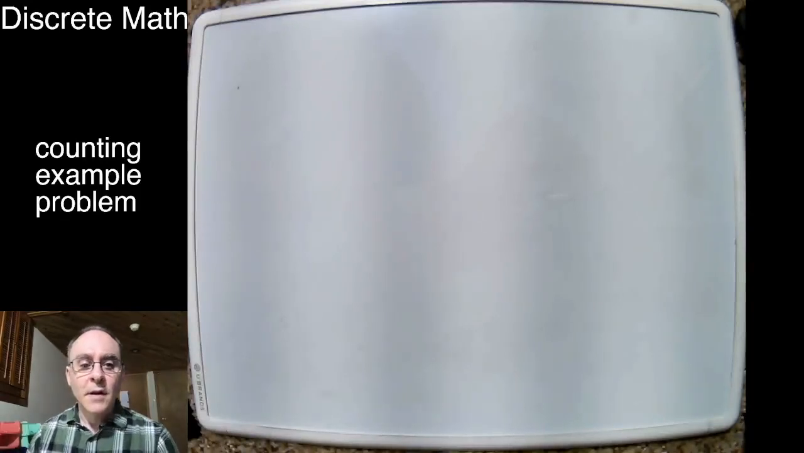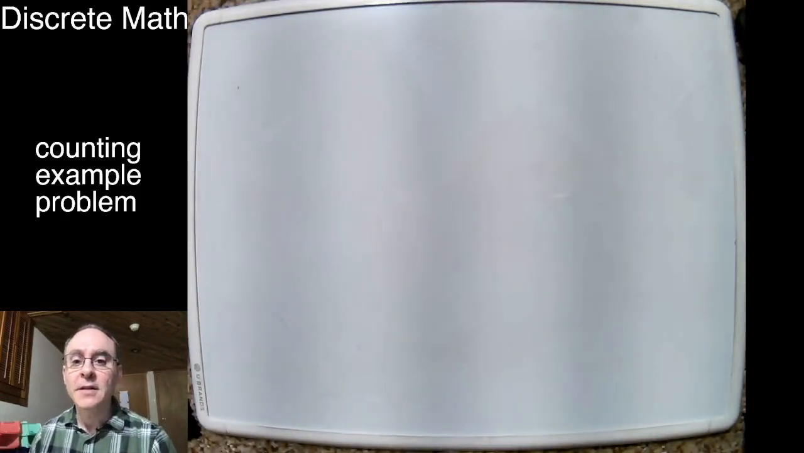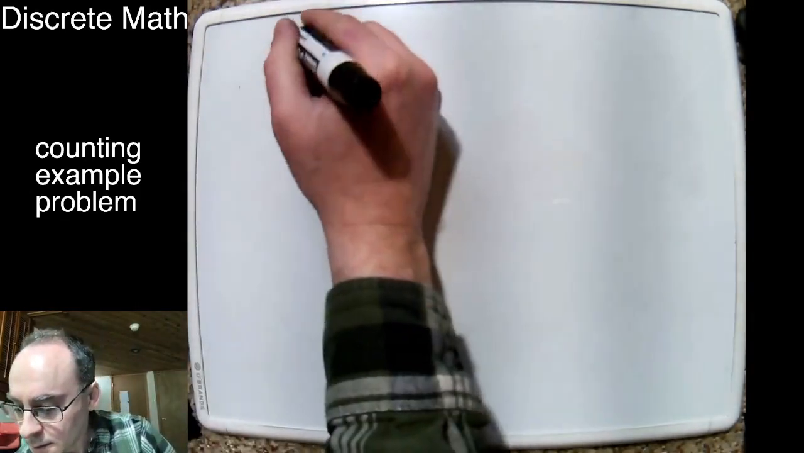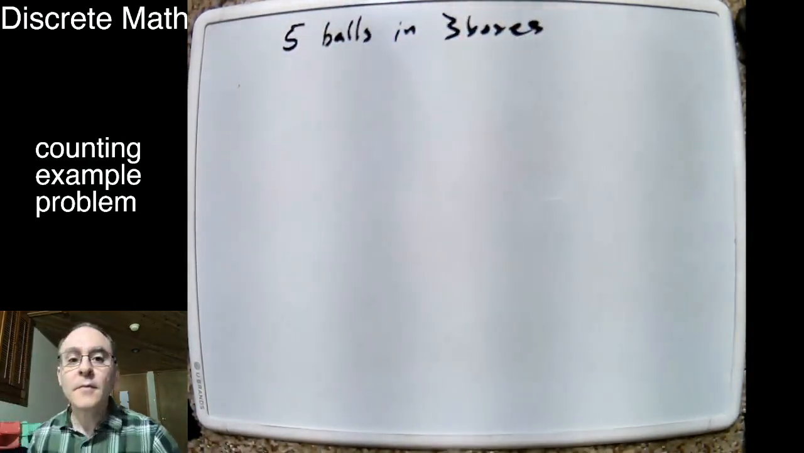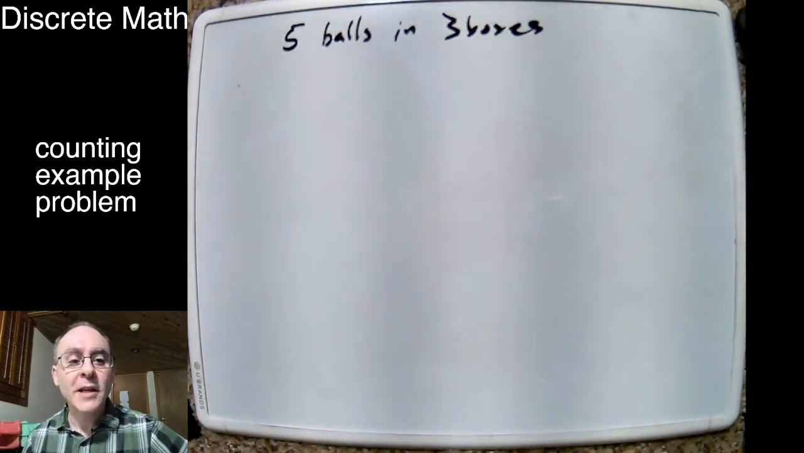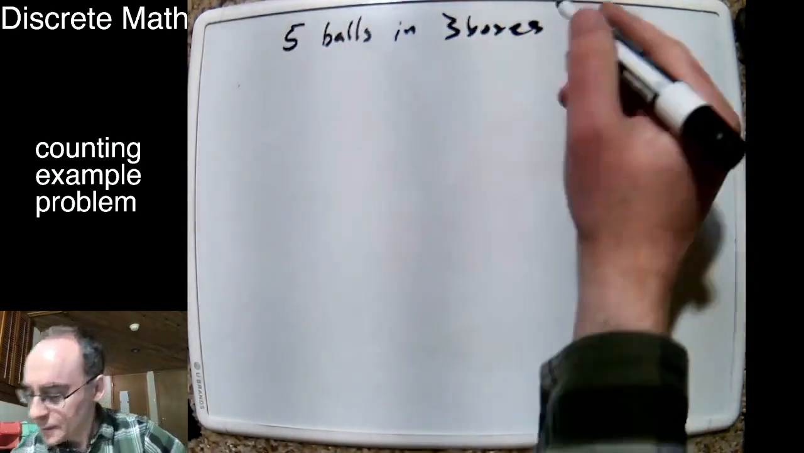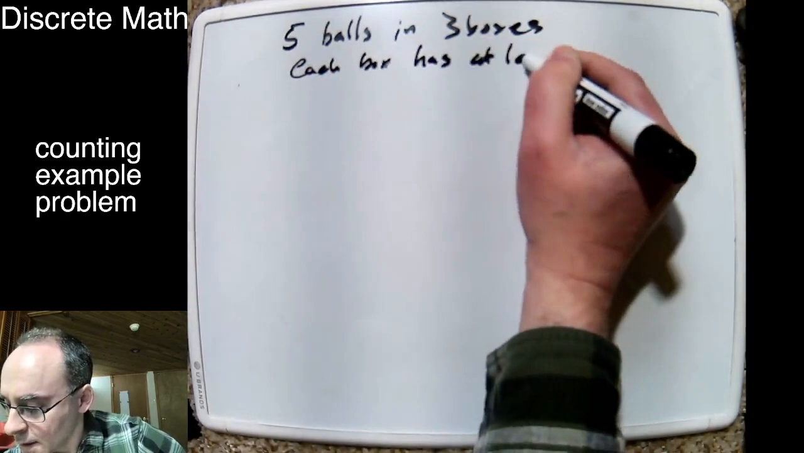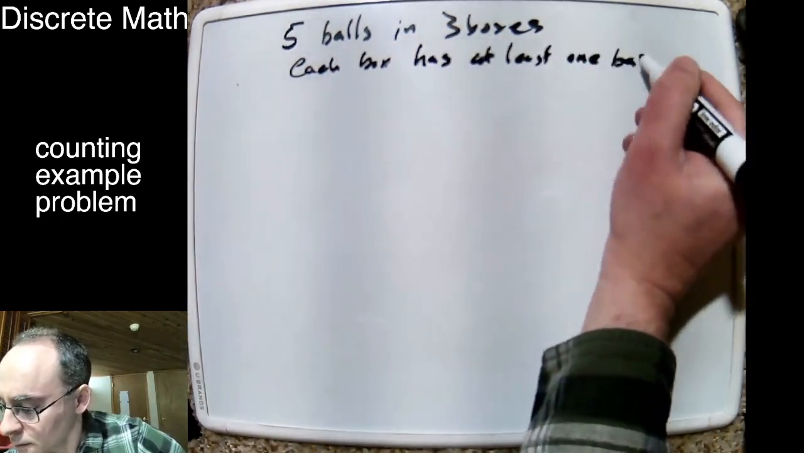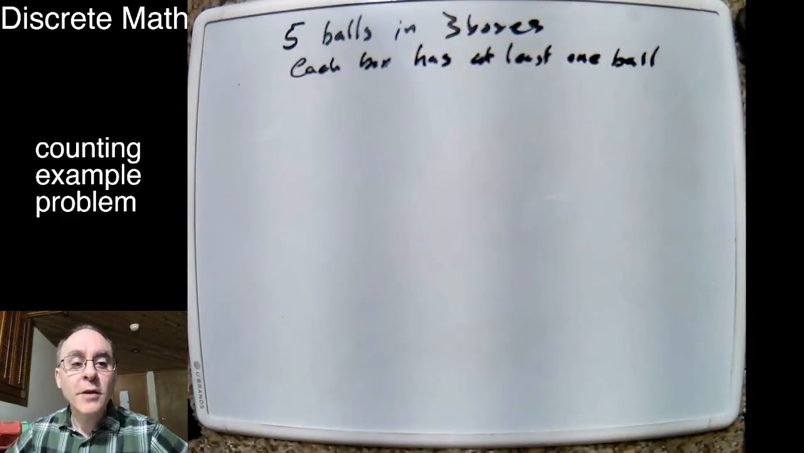Hello everyone. In this video, I want to work through an example problem of just counting and how to place objects into boxes with a bunch of variations. And so the basic problem that I want to consider is how many ways are there to put 5 balls into 3 boxes? 5 balls in 3 boxes. But we also want to make sure that each box has at least 1 ball in it. At least 1 ball. And then we want to look at all the variations of this.